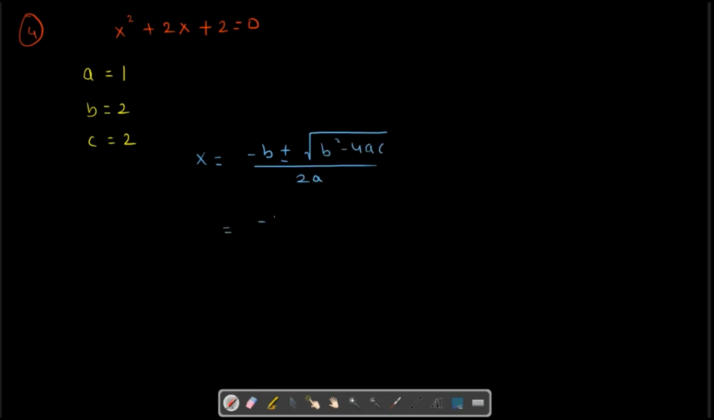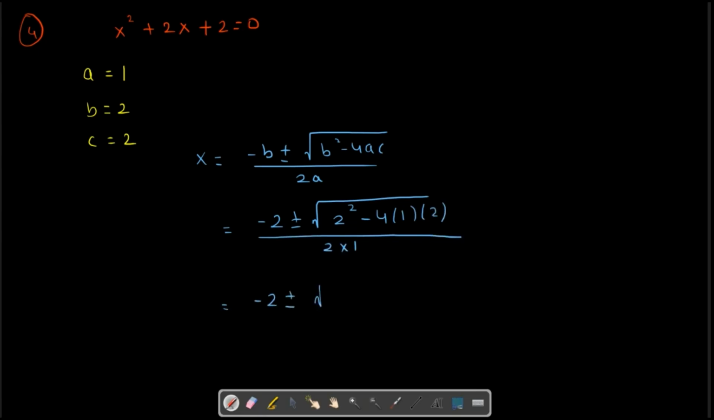Let's take another example. We have x square plus 2x plus 2 is equal to 0. In this case, we will first write the usual steps: a is equal to 1, b is equal to 2, and c is also equal to 2. Then we apply the formula that we have the value of x as minus b plus minus square root of b square minus 4ac over 2a. So this becomes negative 2 plus minus square root of 2 square minus 4 times 1 times 2 over 2 times 1. So this becomes negative 2 plus minus square root of 4 minus 8 over 2. And this in turn becomes negative 2 plus minus square root of negative 4 over 2.